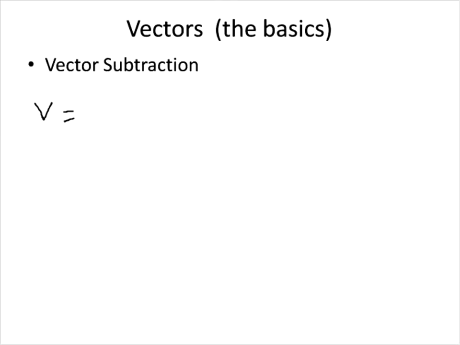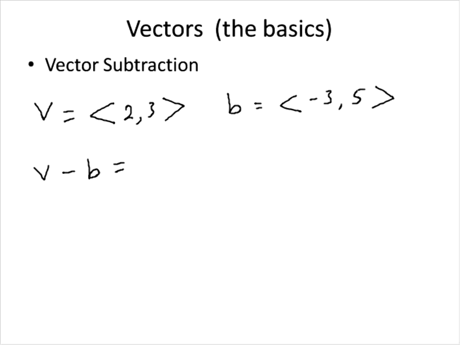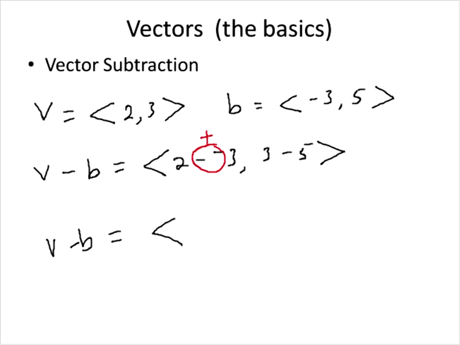Vector subtraction works essentially the same way. Again, I'll just get us two vectors. Vector v is 2, 3. Vector b is the vector -3, 5. And if you want to subtract these two vectors, you just subtract the individual components. It's going to be a new vector, but it'll be 2 minus -3, comma, 3 minus 5. Of course, these two minuses will combine together to be a plus, right? So I'll get the vector v minus b is equal to the vector 5, comma, -2. And that's vector subtraction.